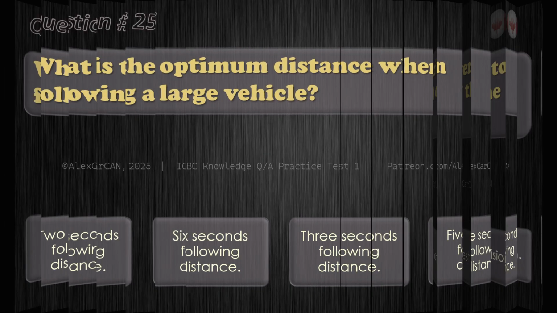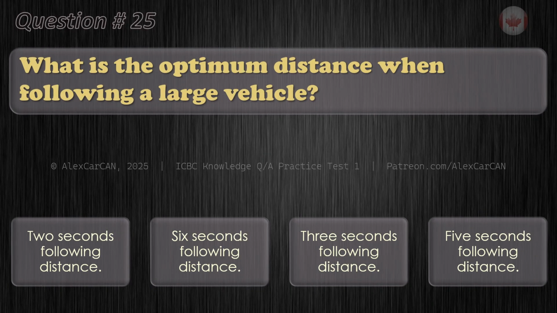Question number 25. What is the optimum distance when following a large vehicle? 2 seconds following distance. 6 seconds following distance. 3 seconds following distance. 5 seconds following distance. The correct answer is 3 seconds following distance.